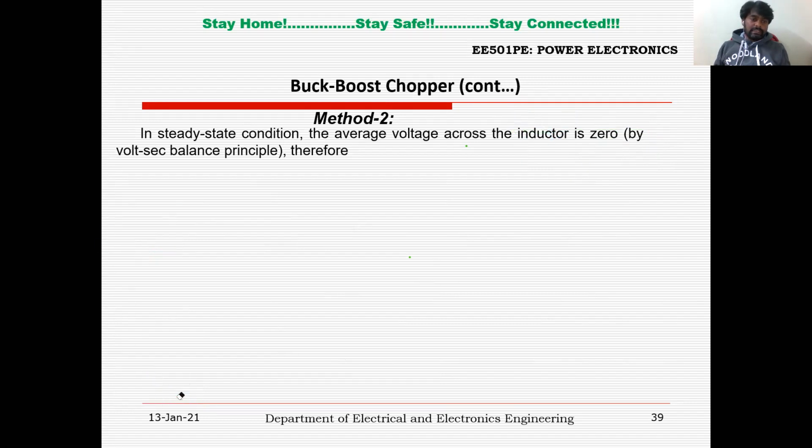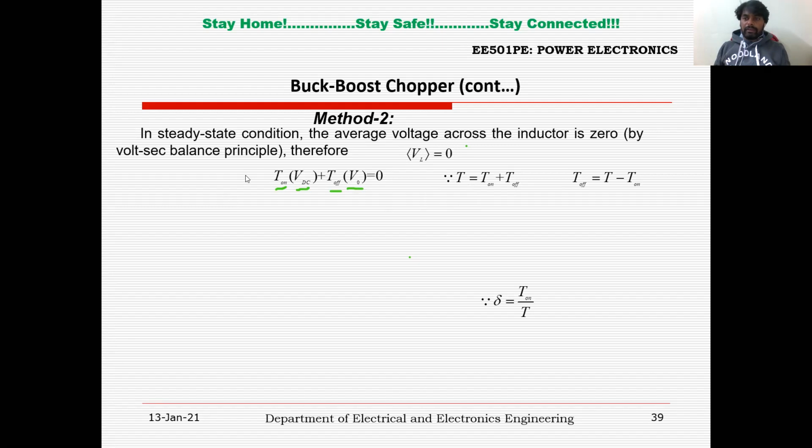So in steady state condition, you can rewrite like this: average voltage across the inductor should be equal to 0. The voltage across the inductor during the on time period is VDC. The voltage across the inductor during the off time period is V0. So you make it 0, and we know that T equals T1 plus T off, right? So instead of T off, I can write T minus T1. So it is T1 into VDC plus (T minus T1) into V0.